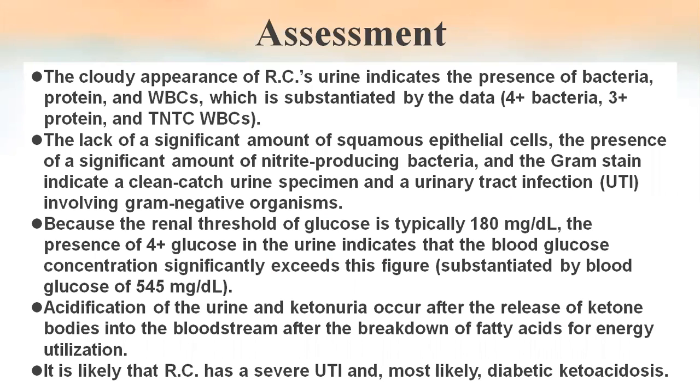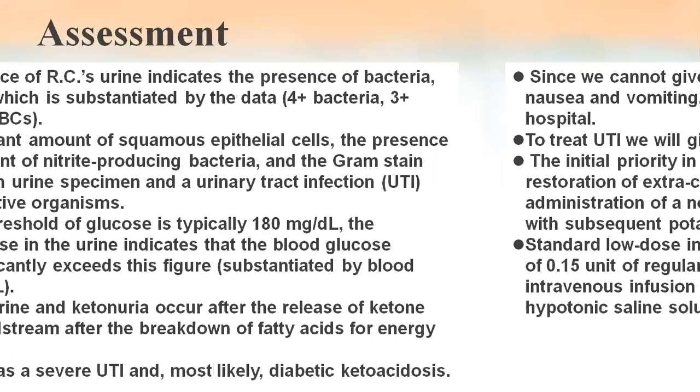Because the renal threshold of glucose is typically 180 mg per dl, the presence of plus 4 glucose in urine indicates that blood glucose concentration is significantly exceeding this figure, which is indicated by blood glucose of 545 mg per dl. Acidification of urine and ketonuria occurs after release of ketone bodies into the bloodstream, and that is why it is likely that RC has a severe UTI and diabetic ketoacidosis.